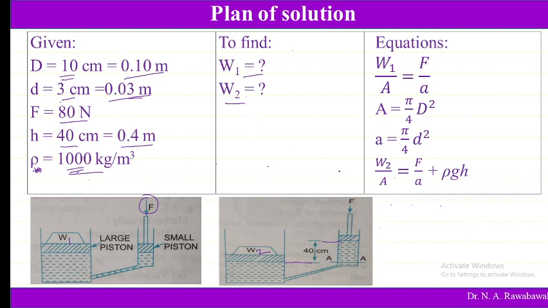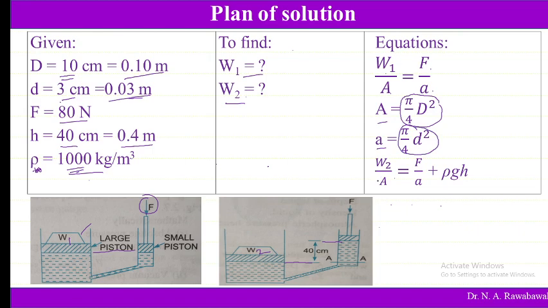Now we can apply the same equation, Pascal's law, that is W1 divided by A is equal to F divided by a, because both pistons are at the same level. So we can find the area of the ram as well as the area of the plunger using these two equations, similar to the first problem. We can find small a and capital A.